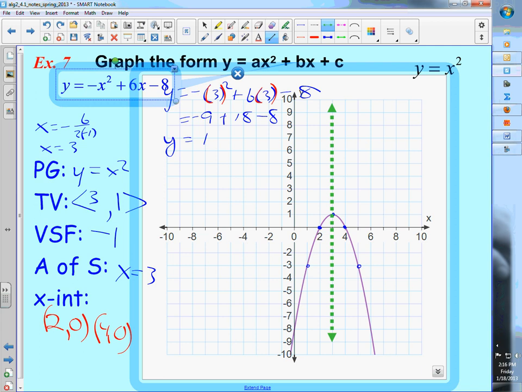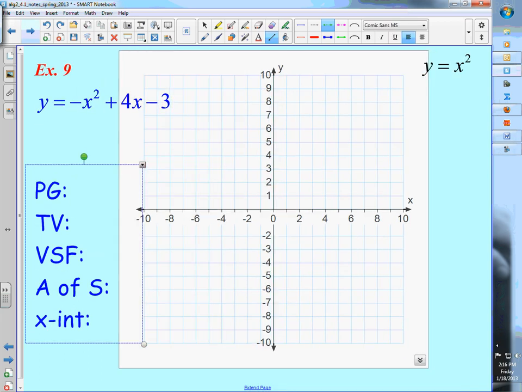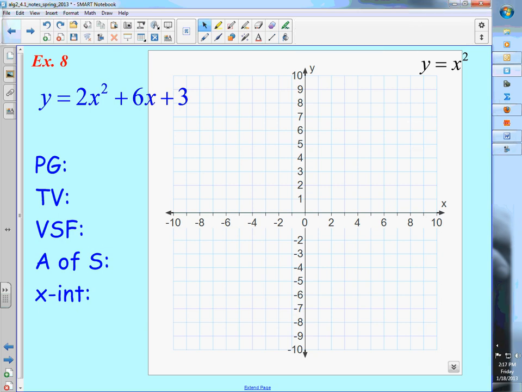Everybody good here? Okay. Let's do one more just for fun. We'll do it together. What's the parent graph at this point?